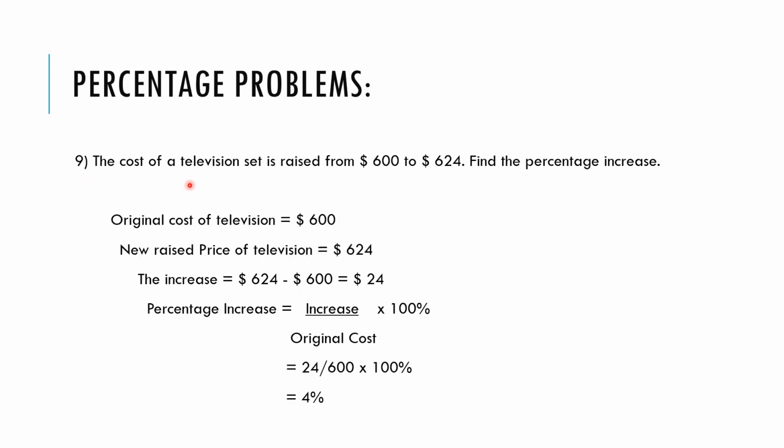The cost of a television set is raised from $600 to $624. Find the percentage increase. The original cost of the television is $600. The new raised price of the television is $624. The increase is $624 minus $600, that is $24. So the percentage increase is equal to the increase over the original cost into 100%. So that is 24 over 600 into 100%. That is 4%. So the percentage increase in the price of the television was 4%.